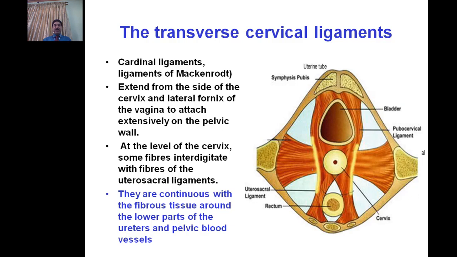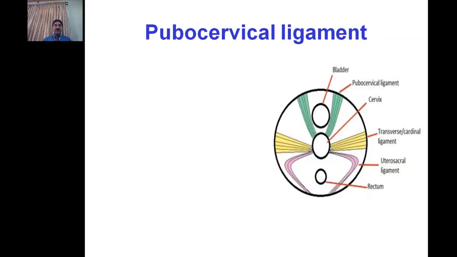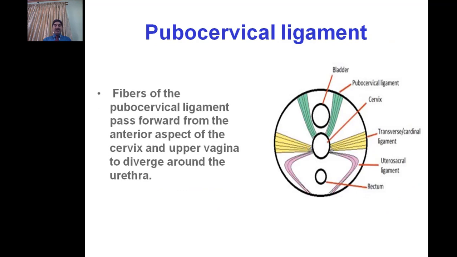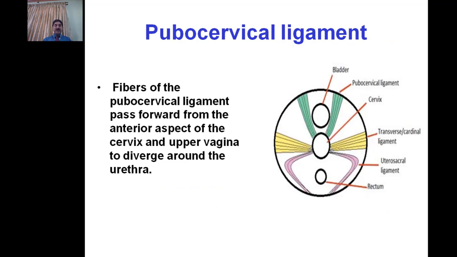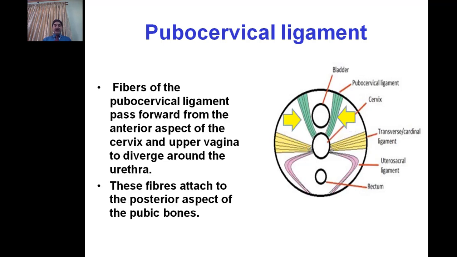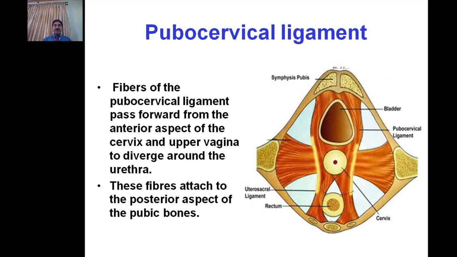Pubocervical ligaments. Fibers of pubocervical ligament pass forwards from the anterior aspect of the cervix and upper vagina to diverge around the urethra. These fibers attach to the posterior aspect of the pubic bones. As shown in this diagram, these fibers pass from cervix to posterior aspect of the pubic bones, enclosing bladder in between.